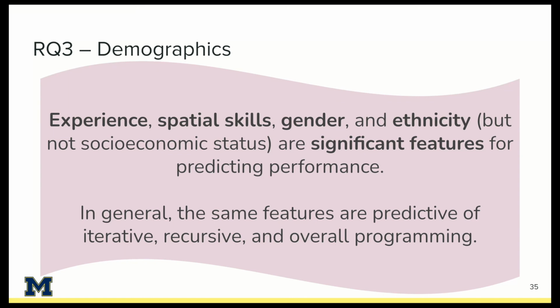So as a summary for research question 3, we found that experience, spatial skills, gender, and ethnicity, but not socioeconomic status, were significant features for predicting performance. And in general, we found that the same features were predictive of iterative, recursive, and overall programming.